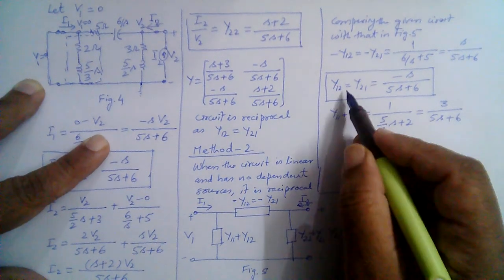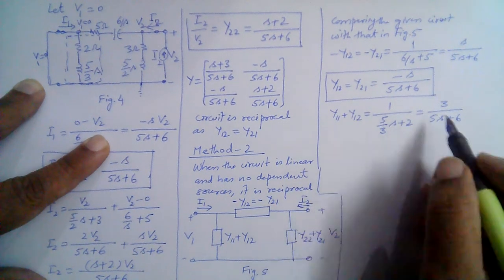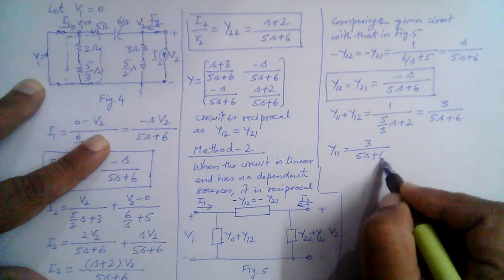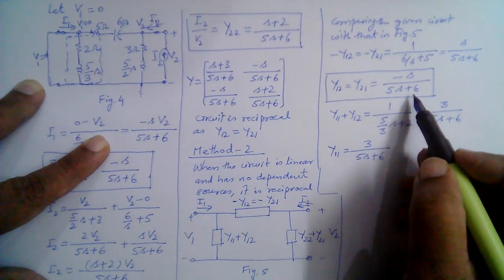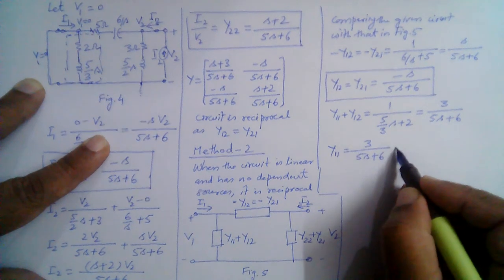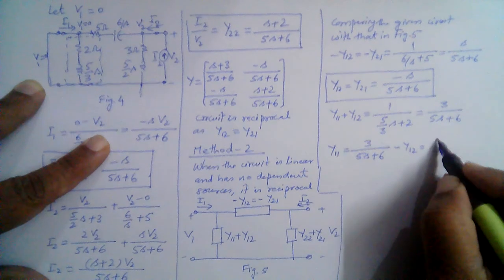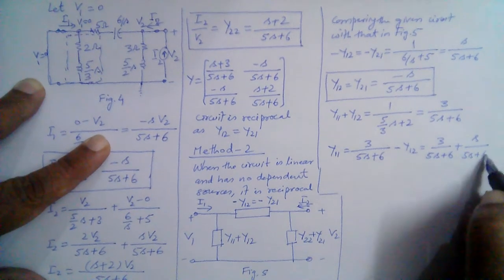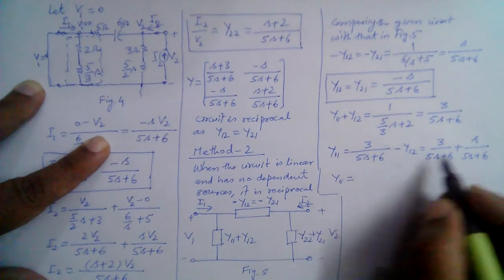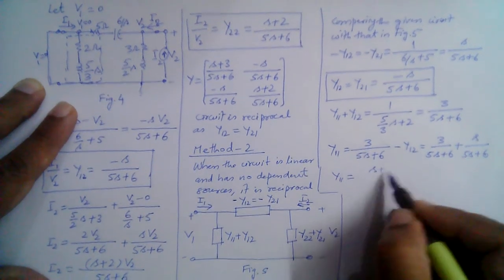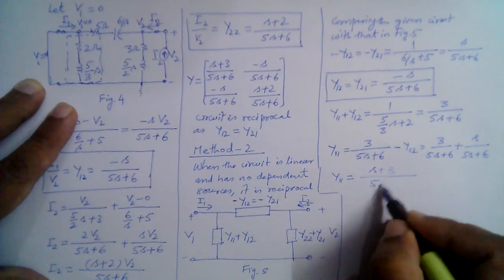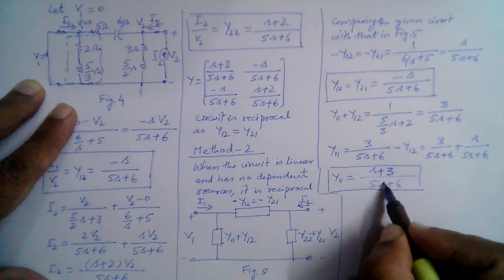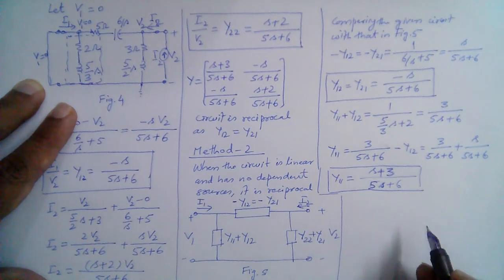So we already know the parameter y12, so we can substitute the value here. So y11 is equal to 3 over 5s plus 6, and this is minus s over 5s plus 6, and this is minus y12 here. So minus minus becomes plus: 3 over 5s plus 6 plus s over 5s plus 6. So y11 is equal to s plus 3 divided by 5s plus 6. So this again is the same parameter that we have found here for y11.